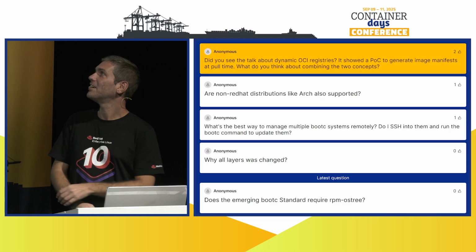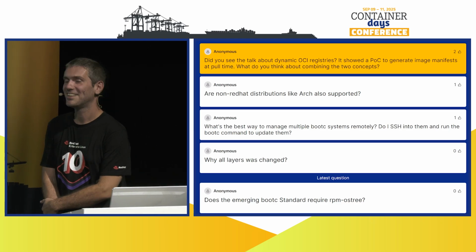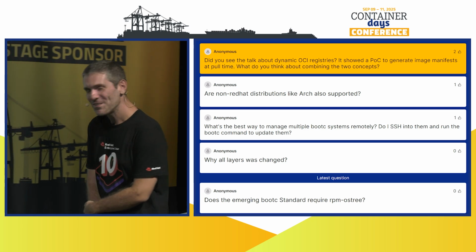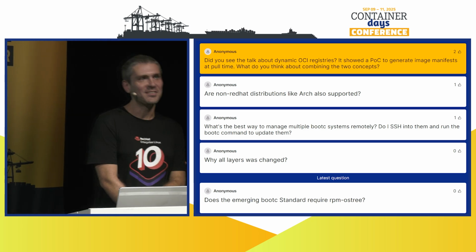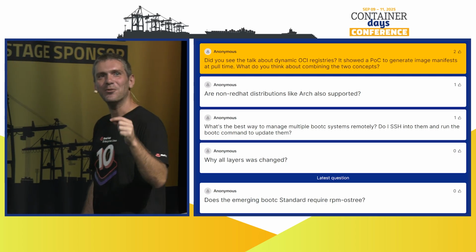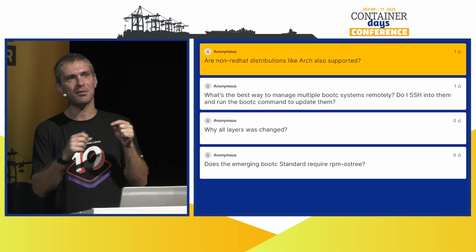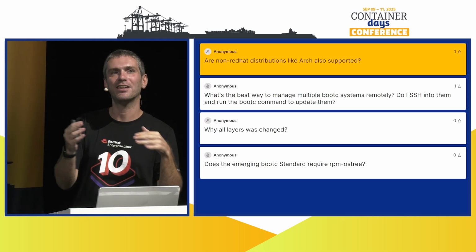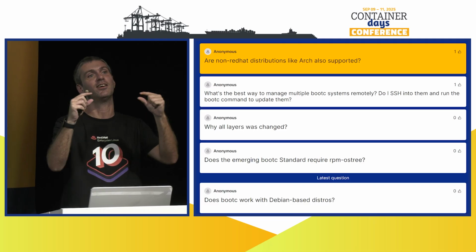Did you see the talk about dynamic OCI registries? It showed a proof of concept to generate image manifests at pull time. What do you think about combining the two concepts? Absolutely, and it was the reason why I was attending that session, because we are trying to change how we manage layers for bootc, trying to make a sort of optimized way of combining different and similar layers and just really get the real delta of the application.